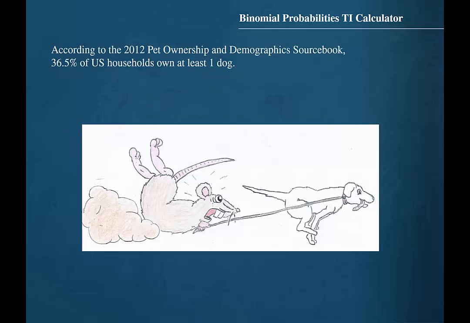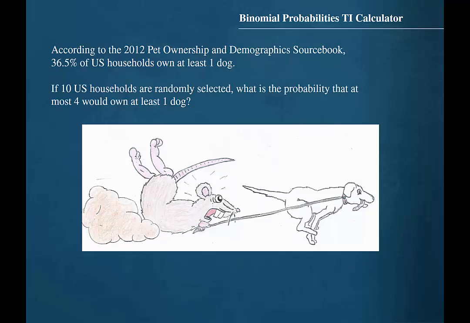According to the 2012 Pet Ownership and Demographics Sourcebook, 36.5% of U.S. households own at least one dog. If 10 U.S. households are randomly selected, what is the probability that at most 4 would own at least one dog?